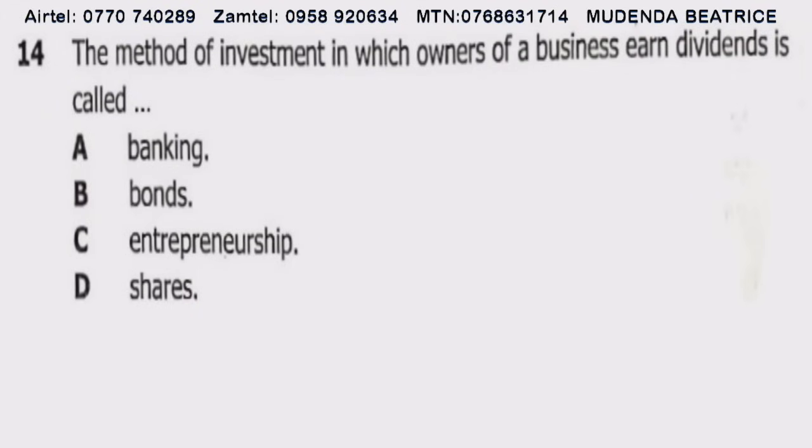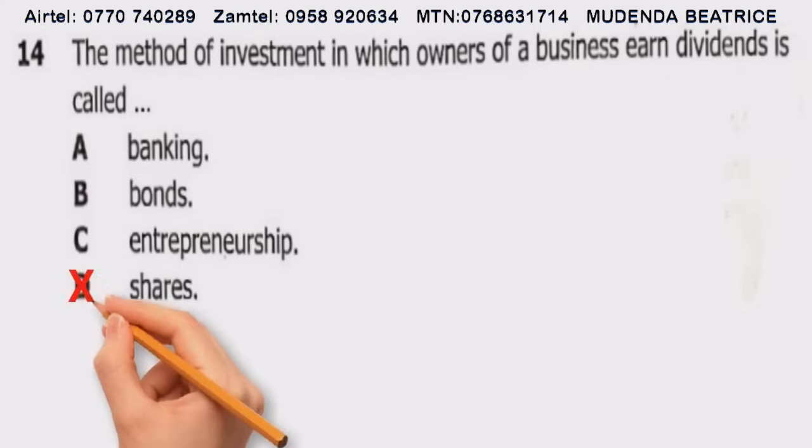Question 14 was as follows. The method of investment in which owners of a business earn dividends is called dash. A, Banking, B, Bonds, C, Entrepreneurship, D, Shares. The correct answer is D, Shares.